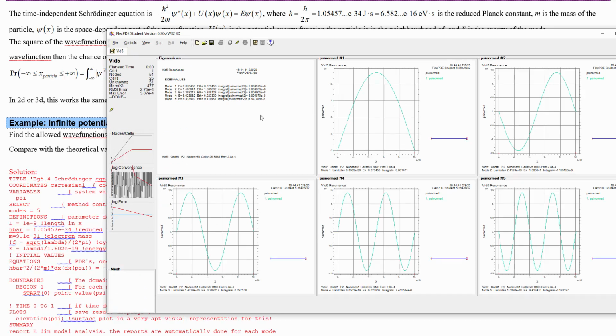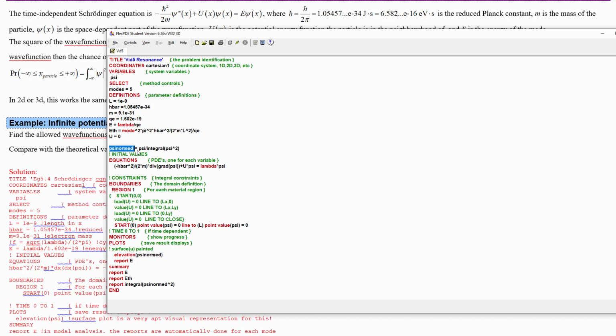Let's see. So what has gone wrong here? Psi normed is supposed to equal psi divided by the integral of psi squared over all space. Now if we integrate psi norm squared.